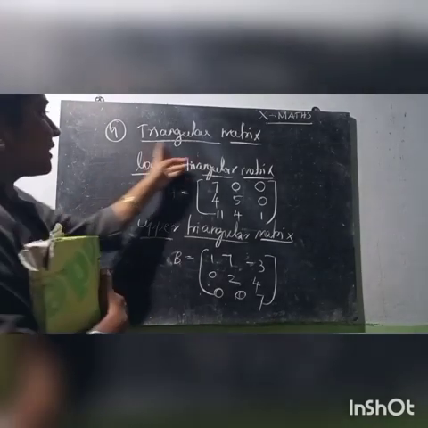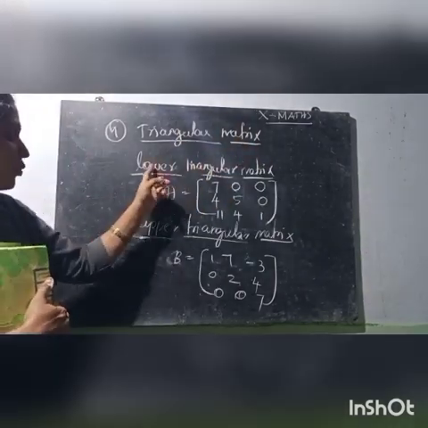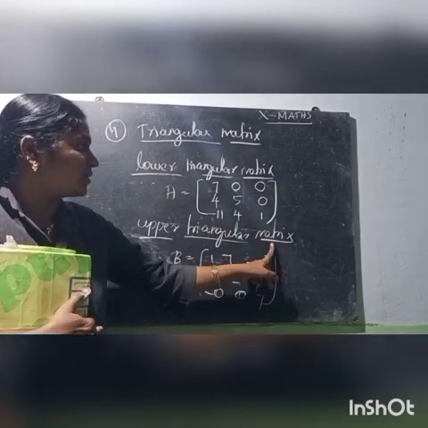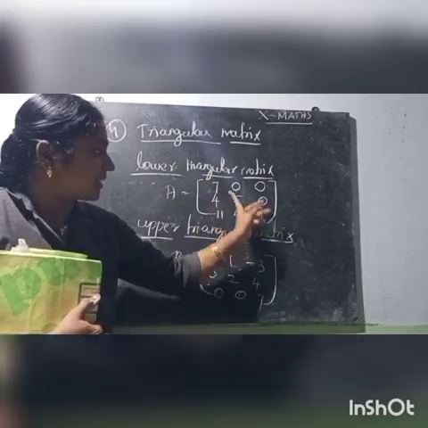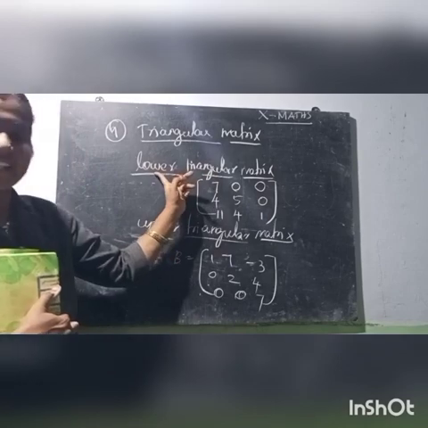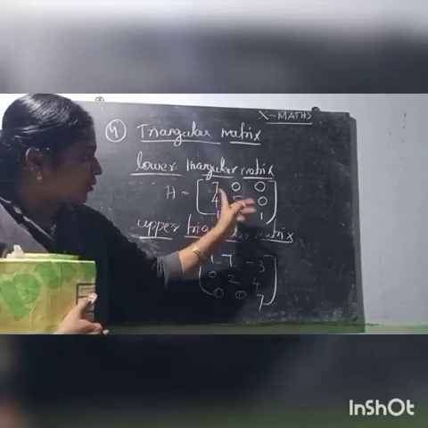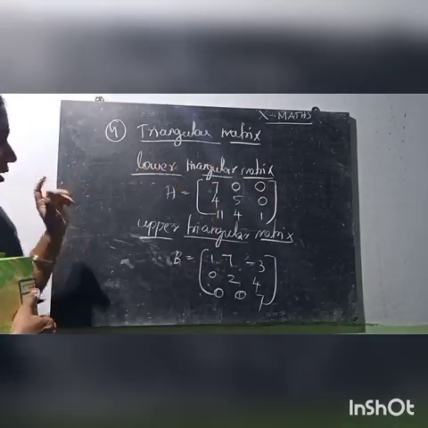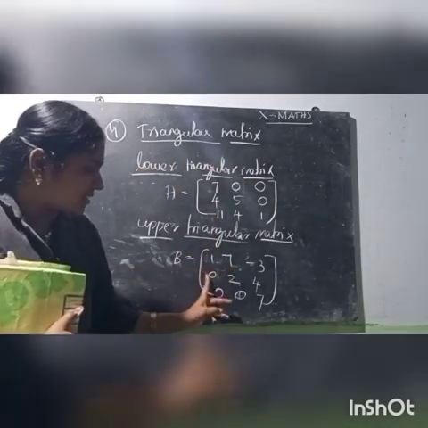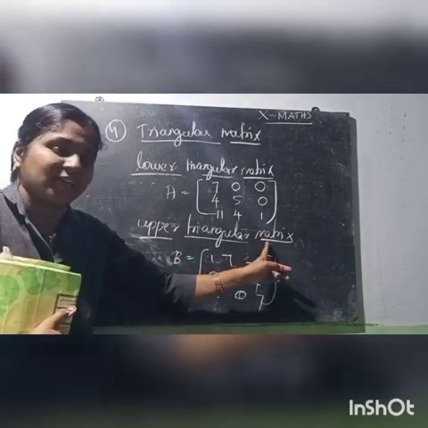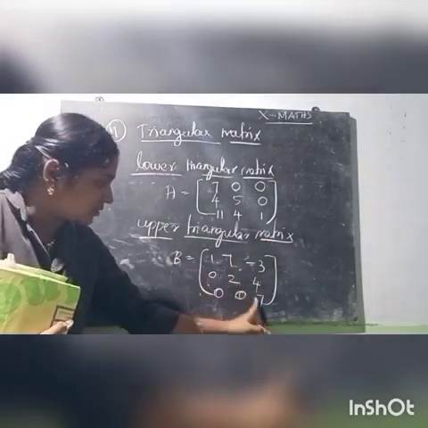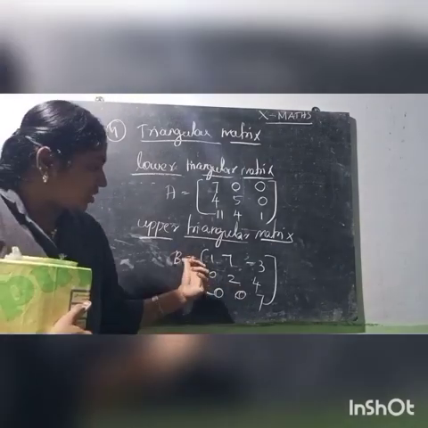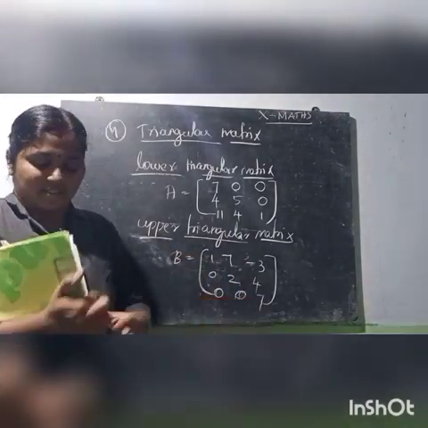Next one, triangular matrix. In the triangular matrix, we have two types. The first one is lower triangular and the next one is upper triangular. So, if the elements above the leading diagonal are 0, that is called a lower triangular matrix. Here, above the leading diagonal, these three elements are 0, so that is a lower triangular matrix. If the elements below the leading diagonal are 0, that is an upper triangular matrix. So here the elements below the leading diagonal are 0. So this is called an upper triangular matrix.